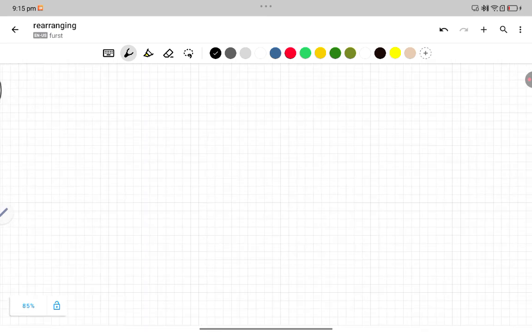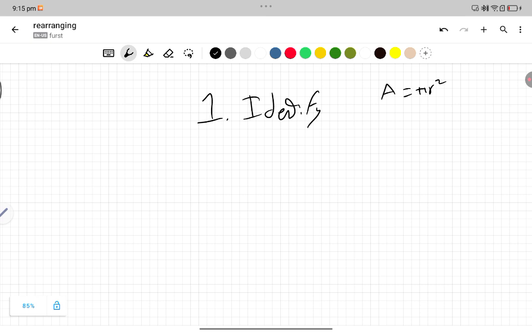Well, off these examples, there are a few steps. The first one, just to be concrete, is to identify the variable that we want to make the subject. So A equals pi r squared. If we want to make A the subject, we don't have to do anything, right? A is already the subject. If we want to make r the subject, well, we know it's r. So it's a pretty mundane step, just identifying what thing we need to make the subject.